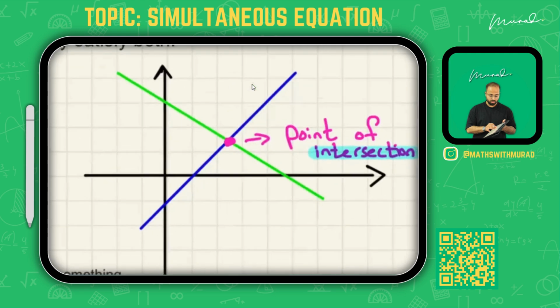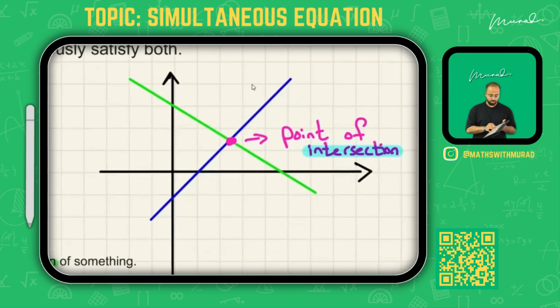So basically what is happening over here is, let's suppose we have two straight lines. This is a green line and this is a blue line. They both are intersecting at one common point, which is this point. This is called the point of intersection. So whenever you solve the simultaneous equation by any method, you will get two values, one value for x and the other value for y.